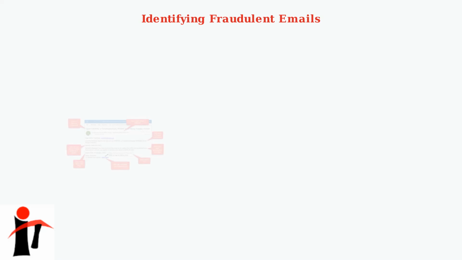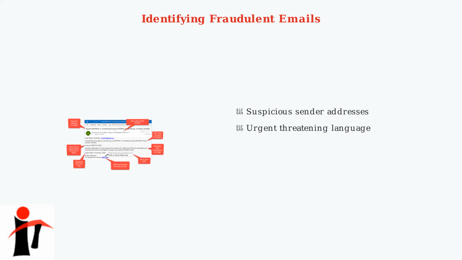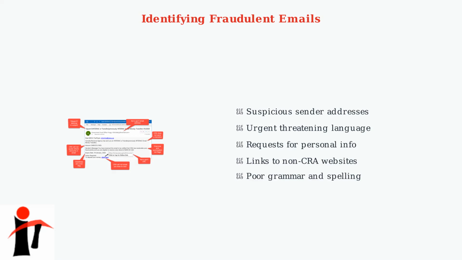Not all emails claiming to be from the CRA are legitimate. Here are the key red flags that indicate a fraudulent email attempting to steal your personal information. Be suspicious of emails with non-government sender addresses, urgent language demanding immediate action, or requests for personal information beyond just the security code. This example shows a typical phishing email with multiple warning signs. Notice the suspicious sender address, urgent deadline language, and request to click a link.